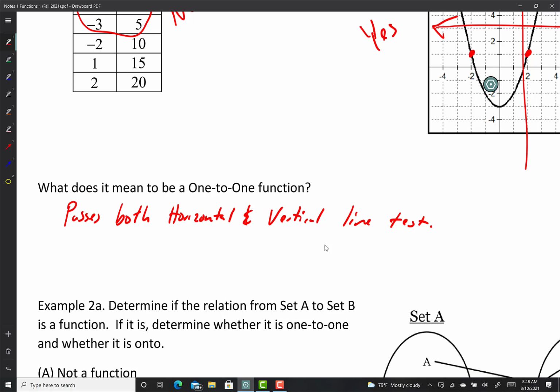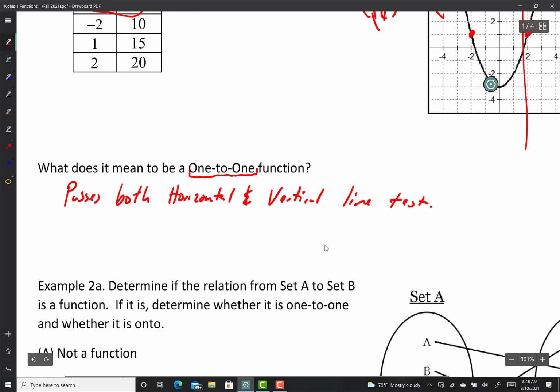Now don't make it about definitions. Make sure you know why it is one-to-one. It's in the name, one-to-one. Every x has a unique y. Every y has a unique x. So there is no repeating of anything, period. That makes sense to you guys? So passes horizontal and vertical line tests.